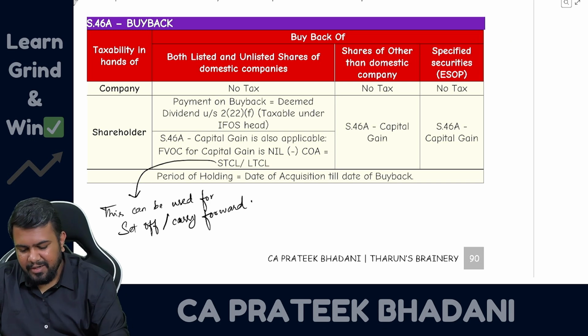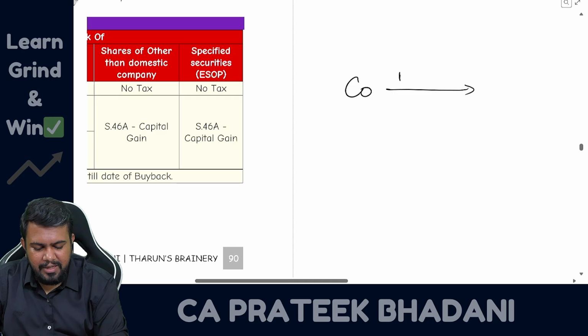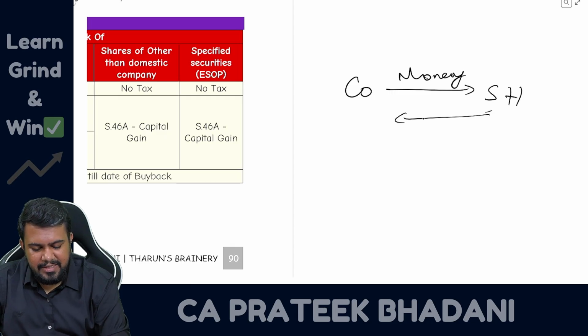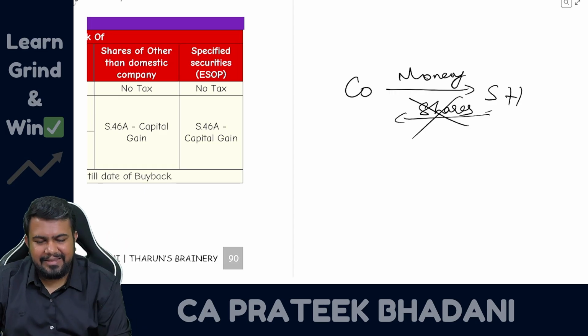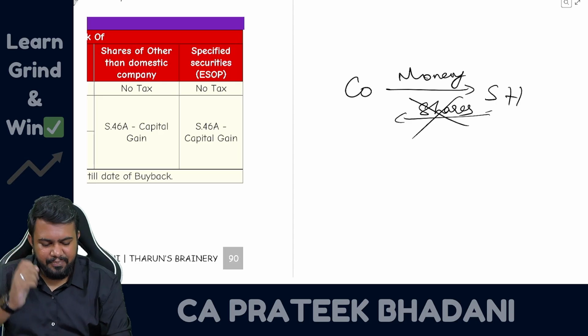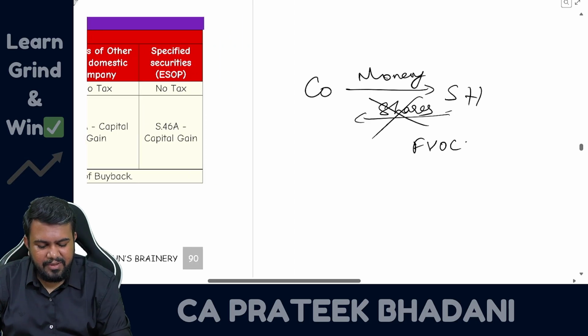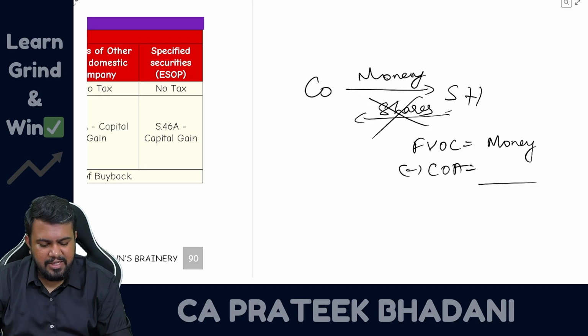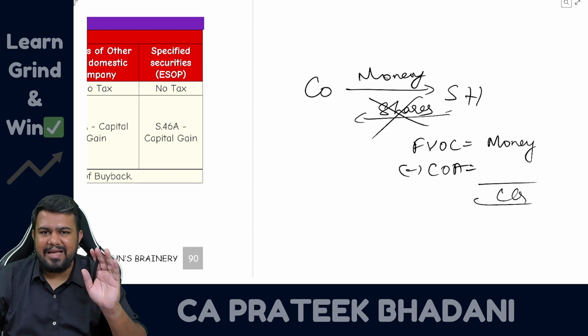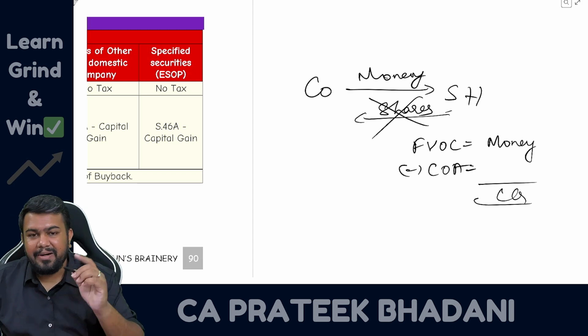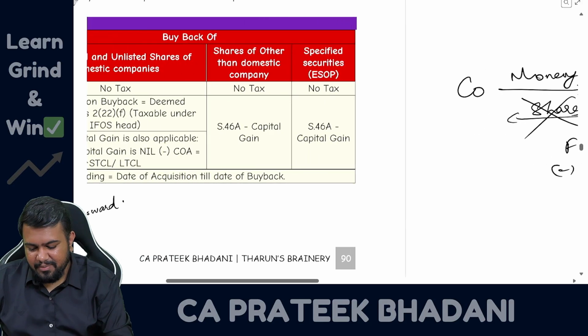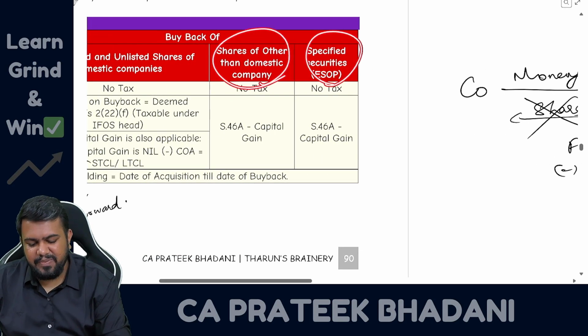In that case, what is happening? The company is giving money to the shareholder, and the shareholder is giving the shares to the company, or you can also say the shares are getting relinquished. So in that case, there is a transfer of shares and money is received. That is why whatever money is received from the company will be considered as full value of consideration, minus cost of acquisition, which is the cost of purchase of shares, and you will get the capital gain. This is the normal provision, but however, normal provision is only applicable to other than domestic company and specified security.